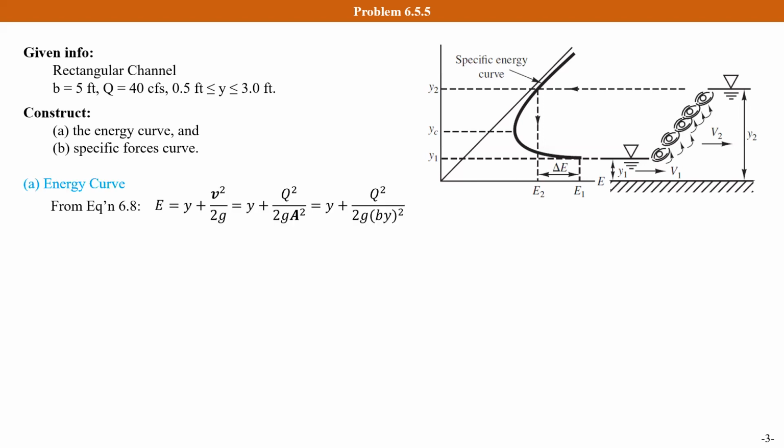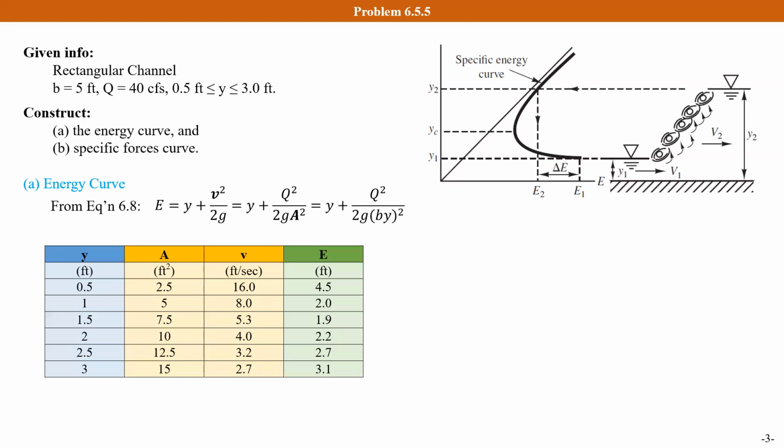Based on equation 6.8, E equals y plus the velocity head, and the velocity can be replaced by q over A, where A equals b times y. Therefore, we can use this equation to calculate the specific energy. Because the depth ranges from 0.5 to 3 feet, we can list the water depth values in a table. And then we can calculate the cross-sectional area.